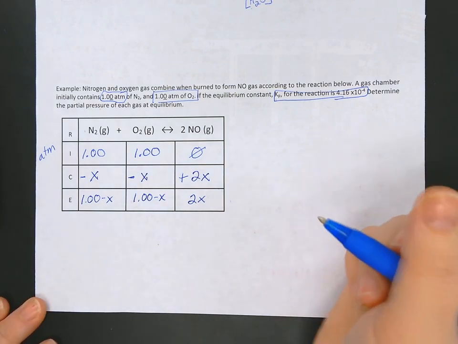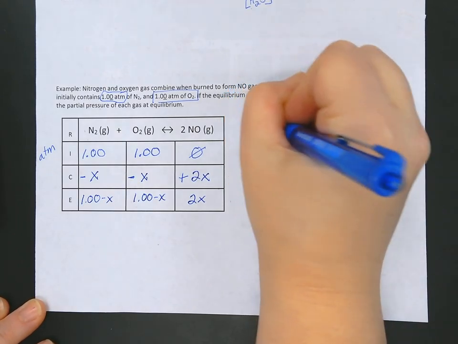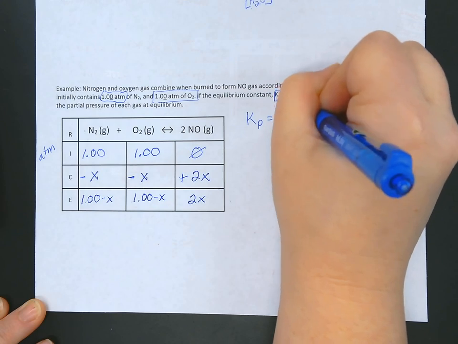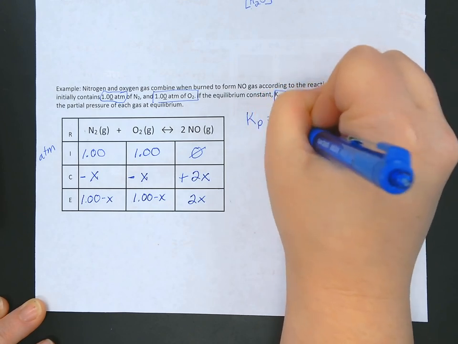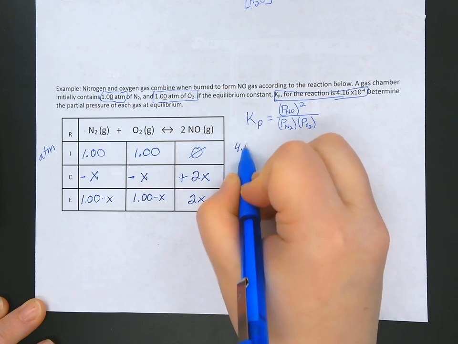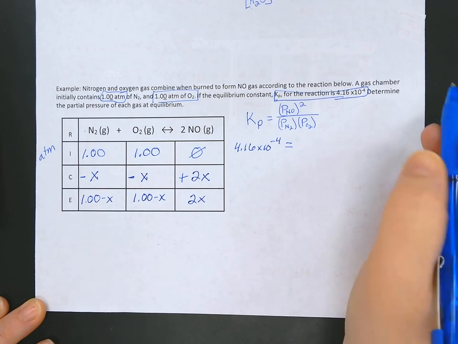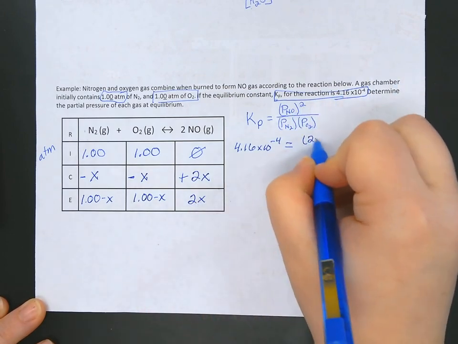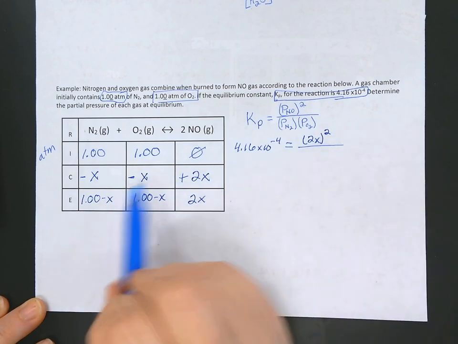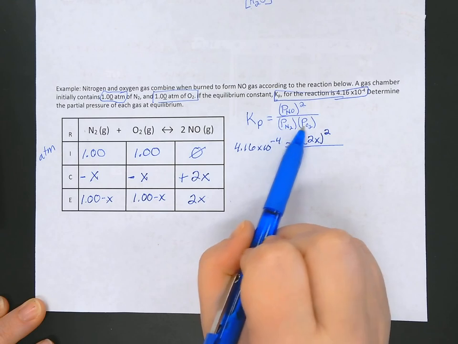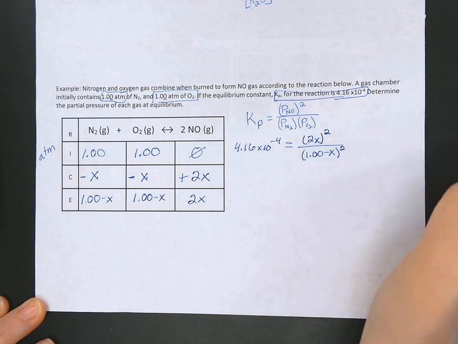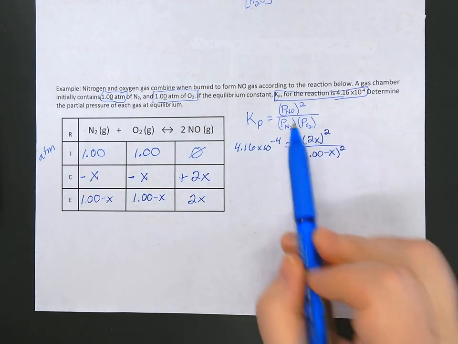So we just fill out our table with our X values. Now we're going to start with our K expression, in this case Kp. So it would be equal to the pressure of NO squared over the pressure of N2 and the pressure of O2. And we can plug in, we've got Kp, so we're going to put that on the left, 4.16 times 10 to the negative 4th. And then our pressure of NO is 2X. I'm going to put that in my parentheses still because that whole thing is being squared, so I want to keep track of that. And then on the bottom, we've got 1 minus X for each of these, and we're multiplying it by the same thing. So I'm going to write it as 1 minus X squared. That's just an easier way of writing it instead of writing it twice, since it's multiplying.